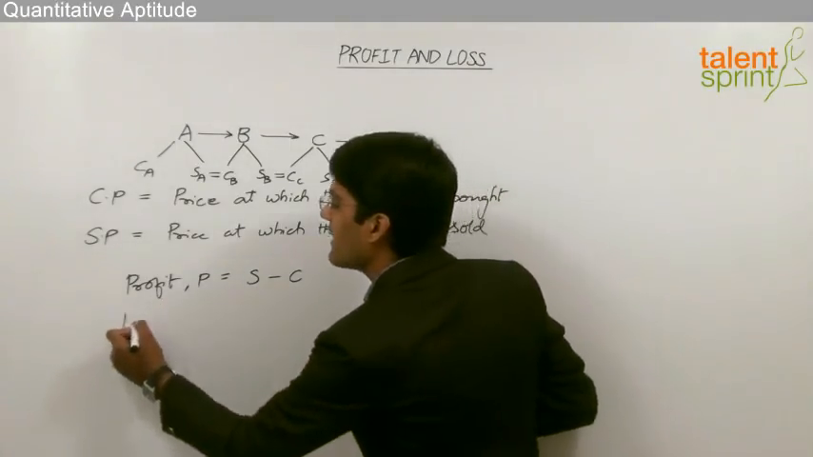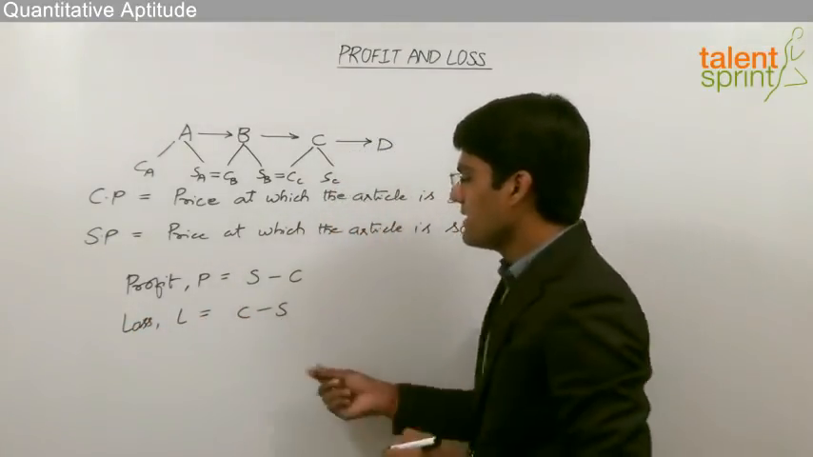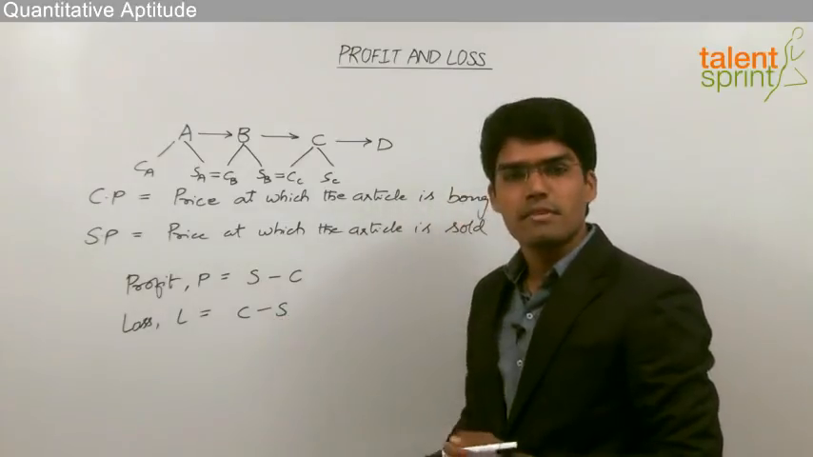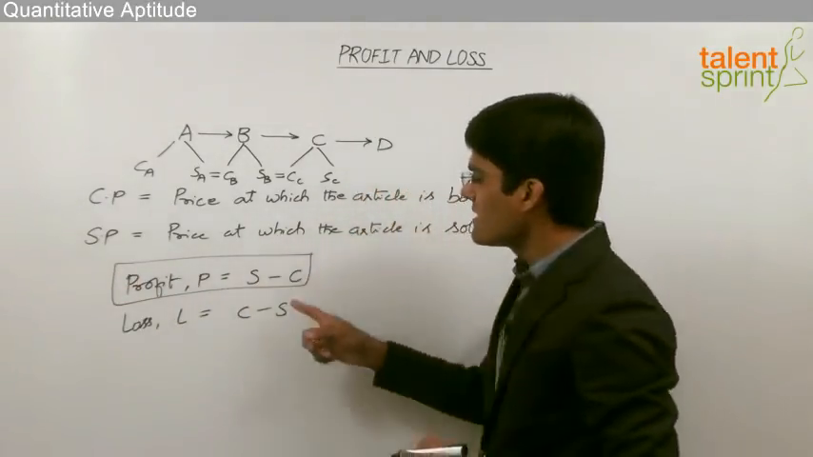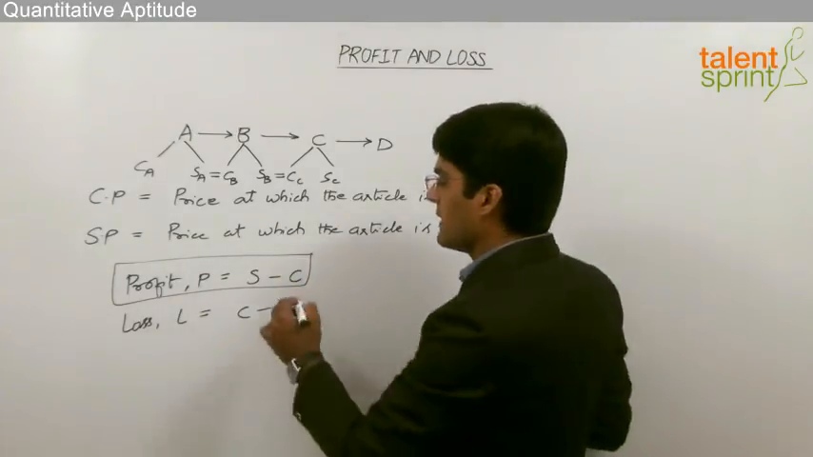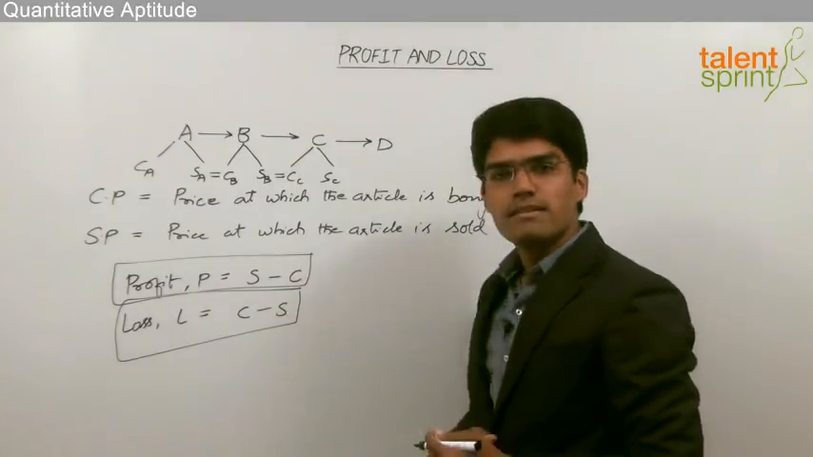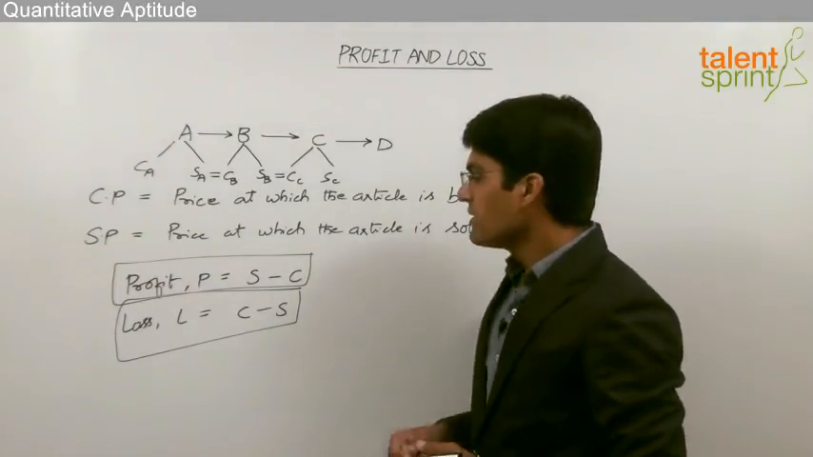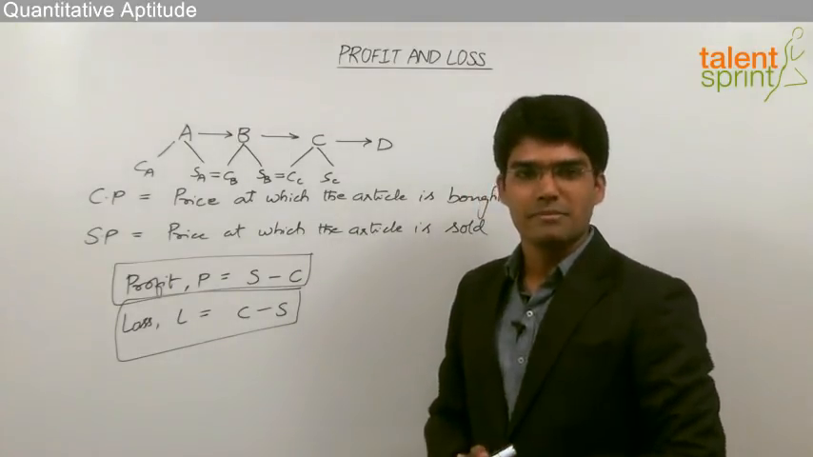And the loss L can be taken as C minus S. Here C is the cost price and S is the selling price. As you can see, the profit P is taken as S minus C because selling price is more than cost price. And the loss L is taken as C minus S because cost price is more than the selling price. But in general, we can say that profit and loss is nothing but the difference between the cost price and the selling price.